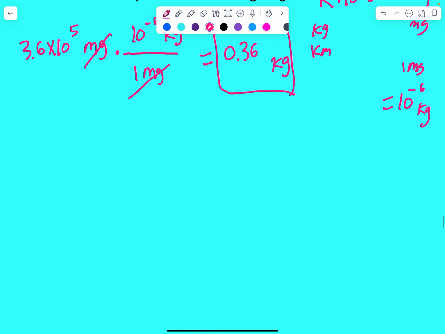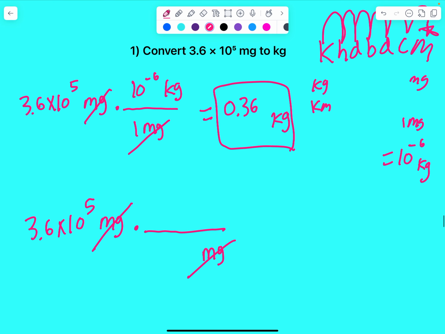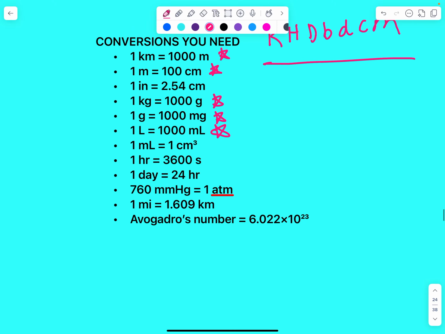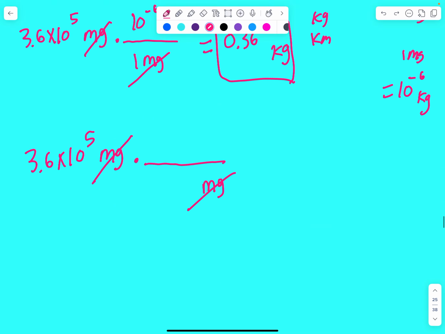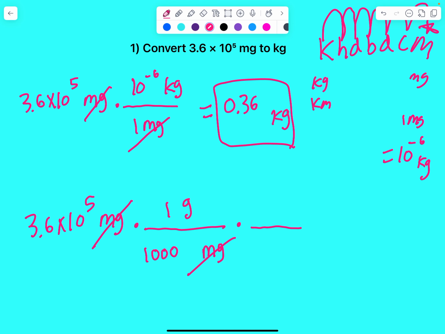Okay. Here's another way you could do it, and this is the dimensional analysis way I'm trying to drill in your heads. So if I have 3.6 times 10 to the 5th milligrams, check this out. I need to get rid of milligrams. I need to cancel it out. So let's look at our conversions. We know that 1 gram is 1,000 milligrams, right? So let's plug that in. 1 gram is 1,000 milligrams. Great, because I didn't say anything directly from milligram to kilogram, other than that one example I did, but that's not in the list I gave you guys.